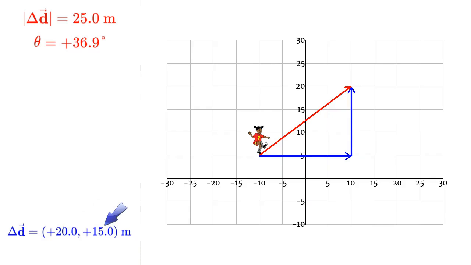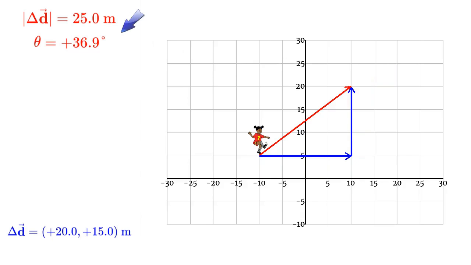So if I ask the player to face in a direction of 36.9 degrees counterclockwise from the x direction, and then go 25 meters forward, I would be giving her instructions on how to get from her initial position to her final position. Alternatively, if I asked her to go 20 meters parallel to the x-axis, and then turn and go another 15 meters parallel to the y-axis, those instructions would basically get her to the same place. So we can think of the two different ways of describing the vectors as two different ways of getting from the initial to the final position.